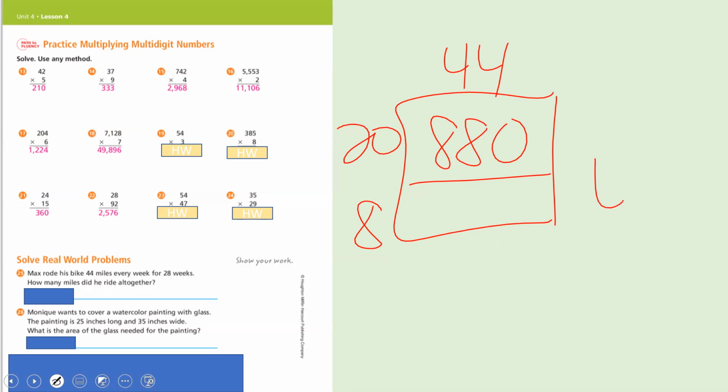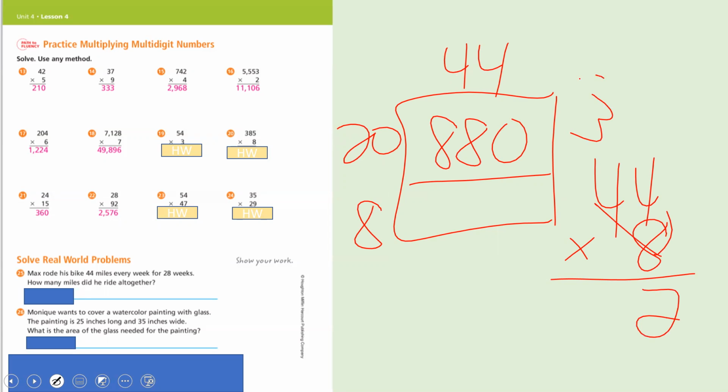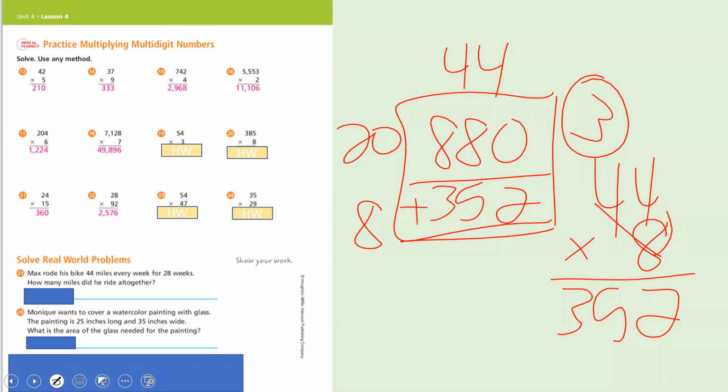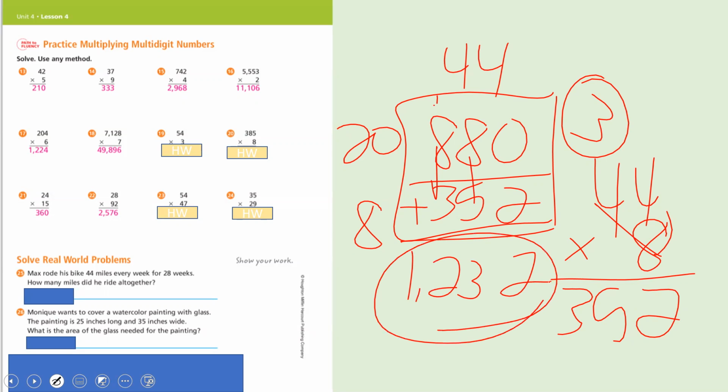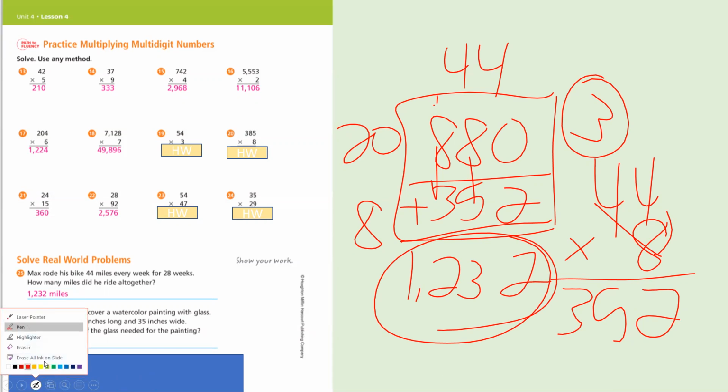And then we have to do 44 times 8. So anywhere on the side, do that problem. 8 times 4 is 32. 8 times 40 is 320, plus 32 is 352. Now, I just need to add these together. That's 2, 5 plus 8 is 13, and then that's 10, 11, 12. So that's 1,232.